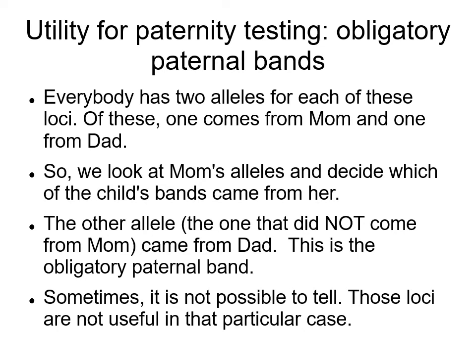Okay, so for paternity testing, we have the fact that everybody has 2 alleles of each, one from mom and one from dad. Now, the 2 alleles may have the same size, but there's a lot of heterozygosity also. So we look at mom's alleles and decide which of the child's bands came from her, and the other one that did not come from mom must come from dad. So that's the obligatory paternal band. Sometimes it's not possible to tell, and that's why many loci are used simultaneously in order to be able to determine this.